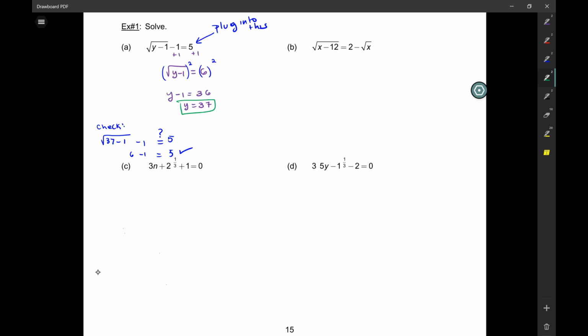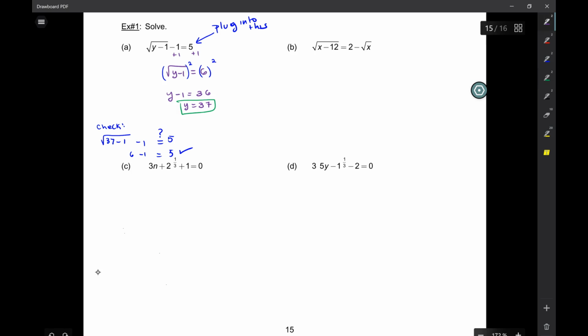If it doesn't work, you cross out the answer that doesn't work. So you could get one solution, more than one solution, or no solution. In this case, if this one didn't work, we would have said no solution.